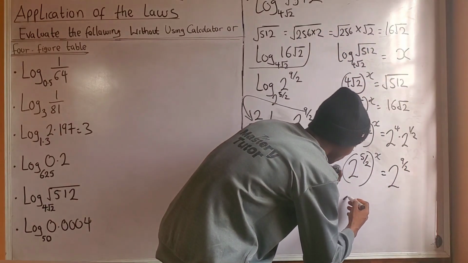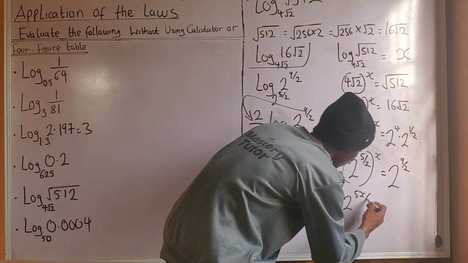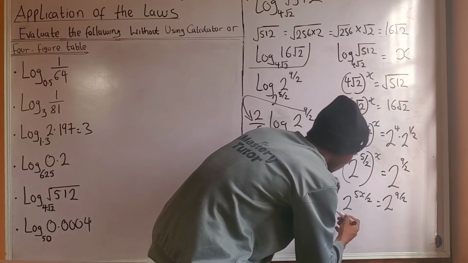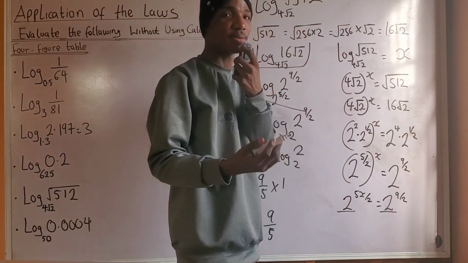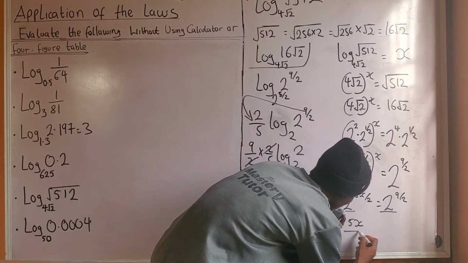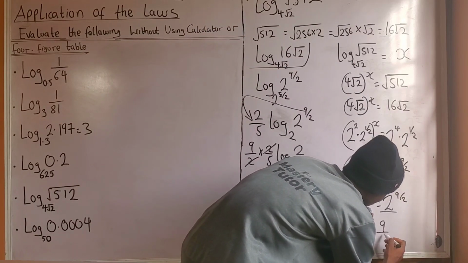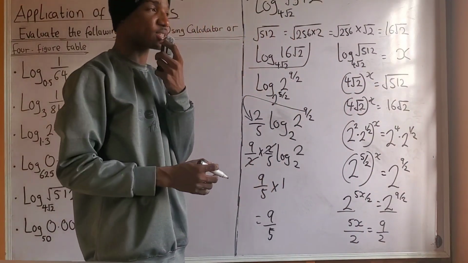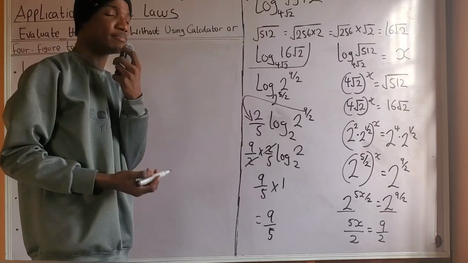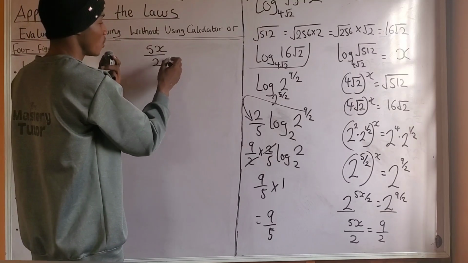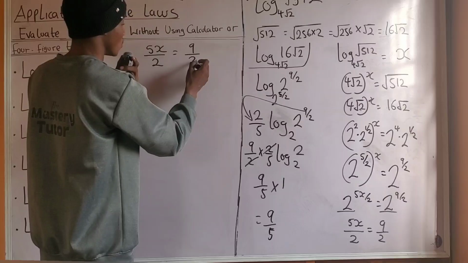Now, 2 raised to the power of 5x all over 2 equals 2 raised to the power of 9 over 2. So now, because the bases are equal, I can set the powers equal. So I'm going to have 5x all over 2 equals 9 over 2. Do you understand? Okay, the goal is to find the value of x. So I'm going to divide both sides by 5 over 2 because now I'm having 5x all over 2 equals 9 all over 2.